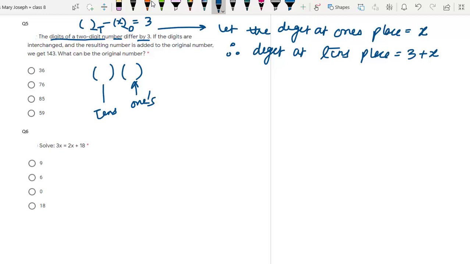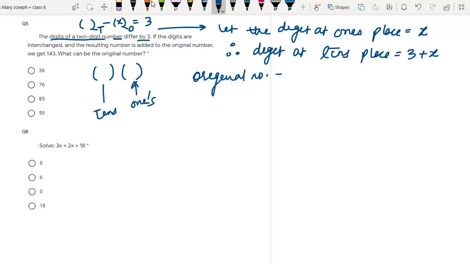Okay. So now we have done the assumption part using the first statement. Now let's read the second one. If the digits are interchanged and the resulting number is added to the original number, we get 143. Now what is this original number? First write the original number.